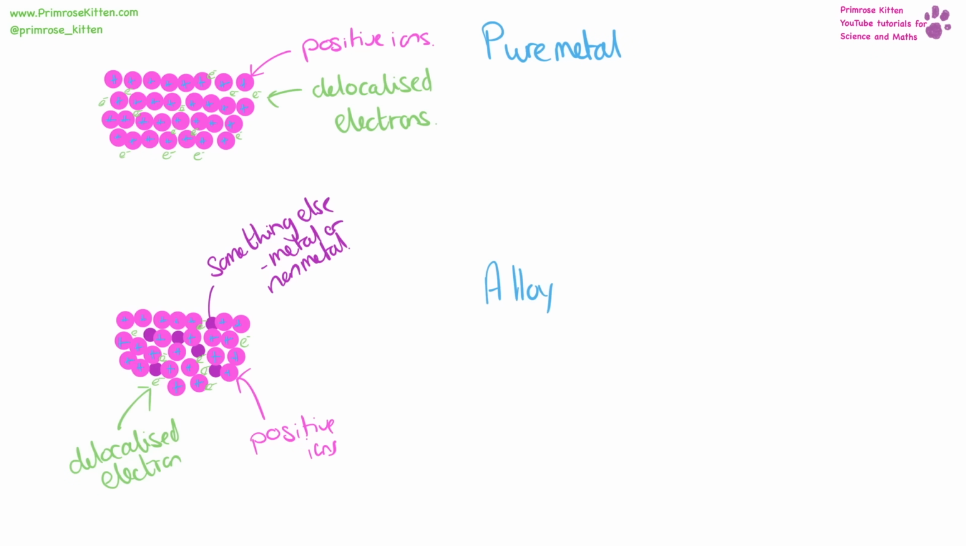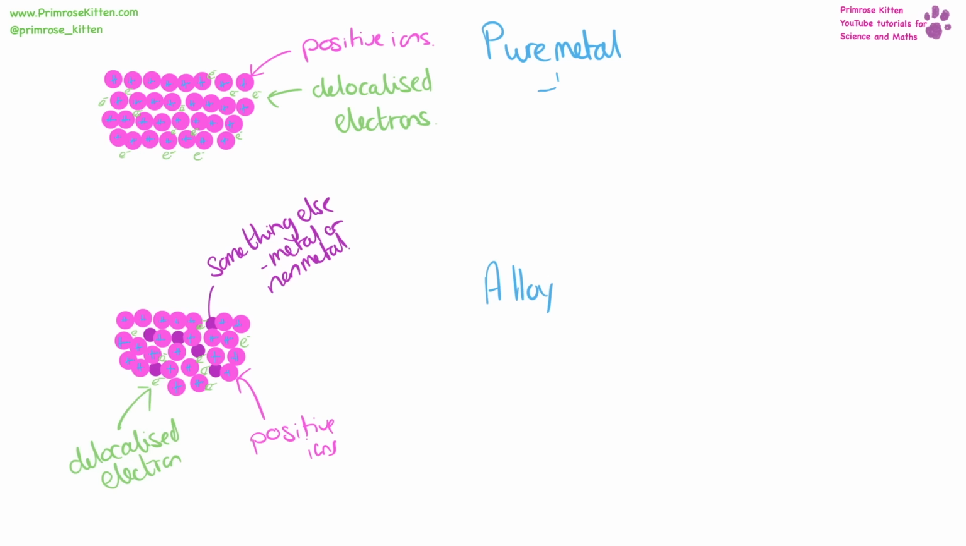An alloy looks slightly different to a metal. We still have our positive ions, we still have our delocalized electrons, but there's something else in there as well. This may be another metal it's alloyed with, or it may be something else like carbon that it's alloyed with.